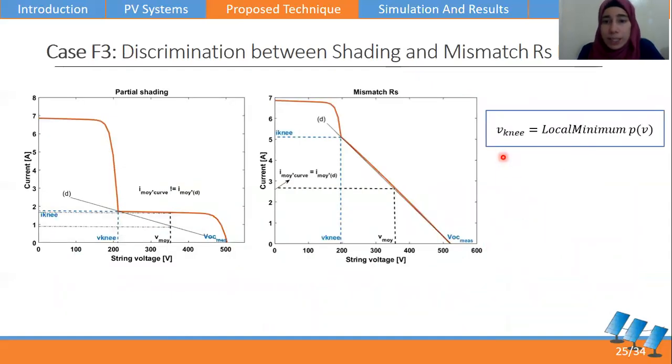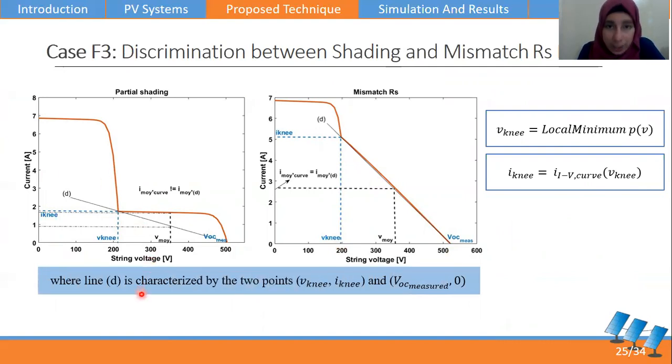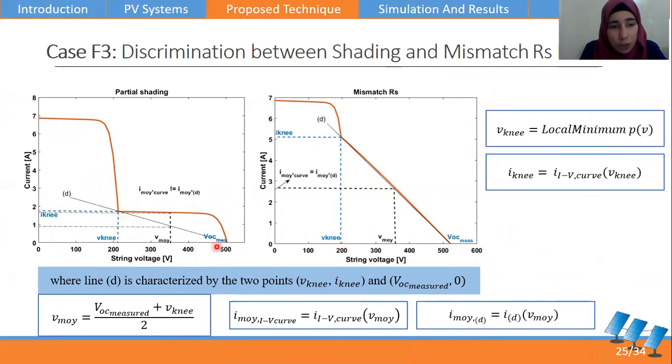Now let's calculate Vini using the PV curve, this point, and calculate its image by the IV curve, Iini. And calculate the equation D, which is characterized by the 2 points, Vini, Iini, and VOC measured, 0. And let's take V average, which is equal to VOC measured plus Vini over 2, and calculate its image by the IV curve and the equation D. If the difference between these two currents is small, then it's a mismatch RS fault, otherwise a partial shading fault.